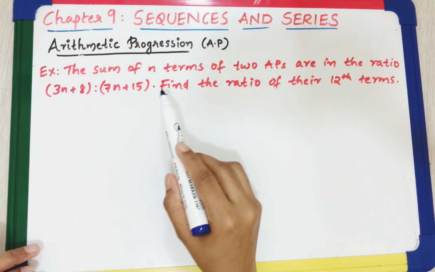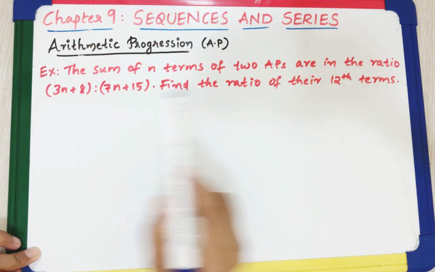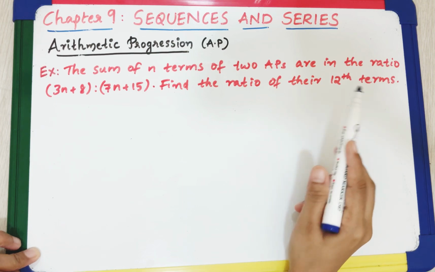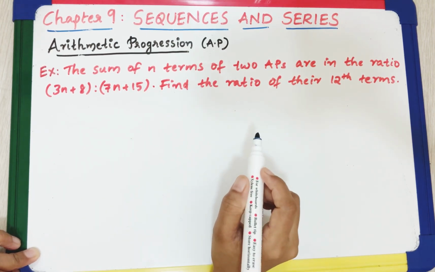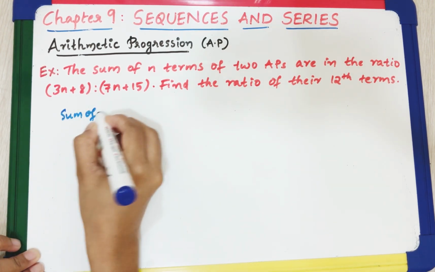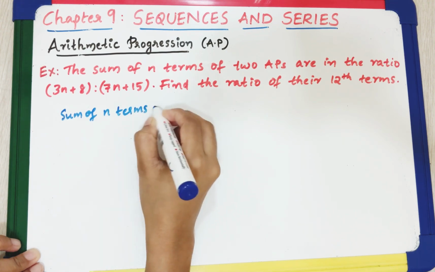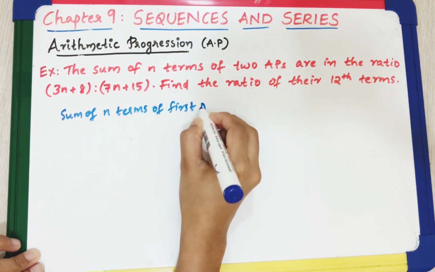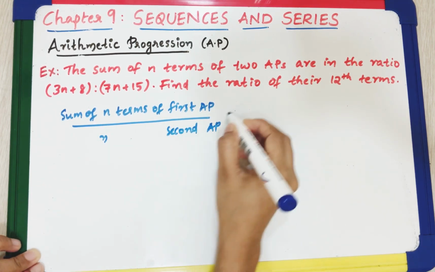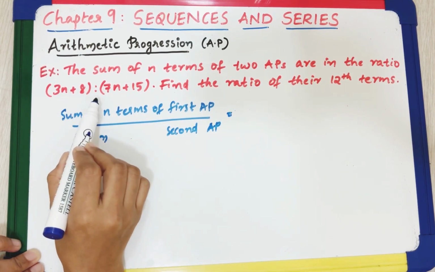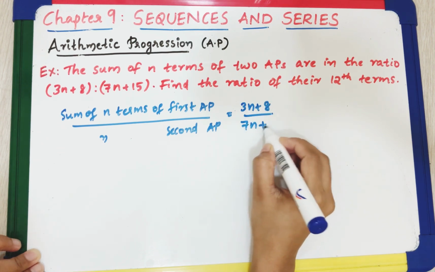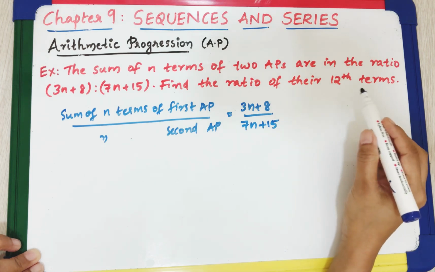Next example: the sums of n terms of two APs are in the ratio 3n plus 8 is to 7n plus 15. Find the ratio of their 12th terms. We are given the sum of n terms of the first AP by the sum of n terms of the second AP, equal to 3n plus 8 by 7n plus 15. We have to find the ratio of their 12th terms.